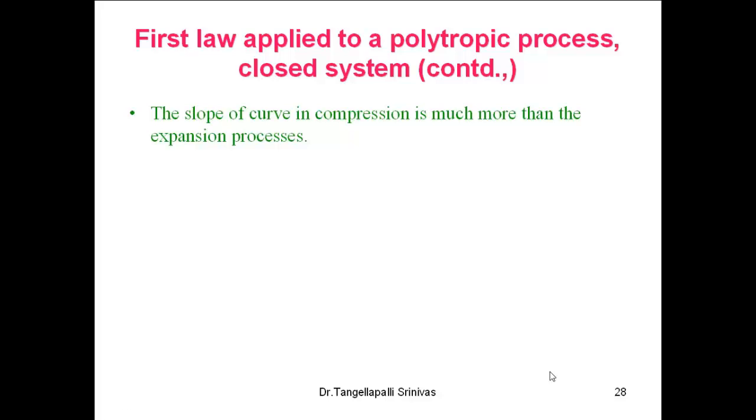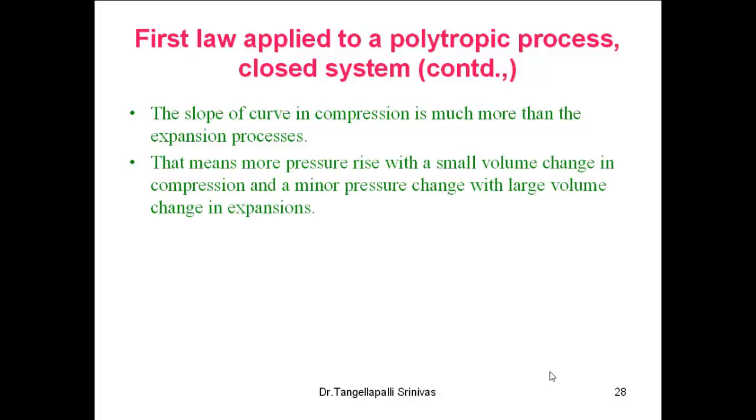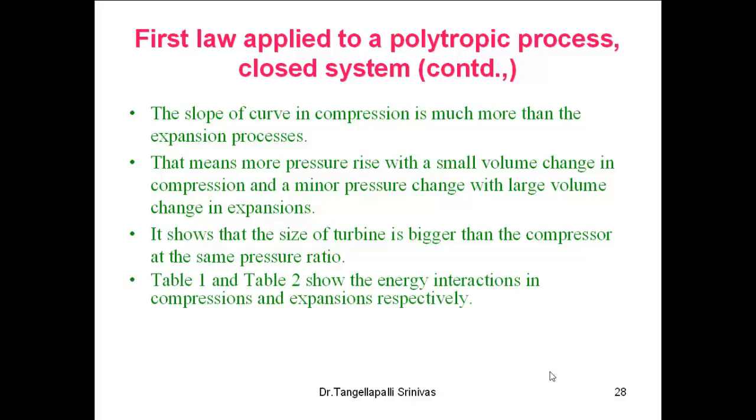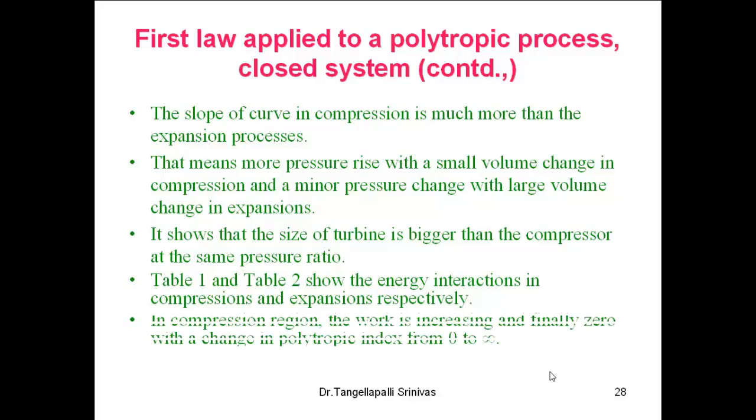The summary of these results shows the slope of the curve in compression is much more than in the expansion process. It shows a pressure rise with a small volume change in compression, and a minor pressure change with a large volume change in the expansion. It also shows that the size of the turbine is bigger than the compressor at the same pressure ratio. Table 1 and table 2 show the energy interactions in the compression as well as the expansion respectively.